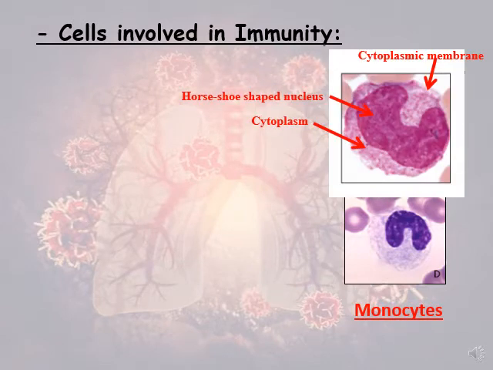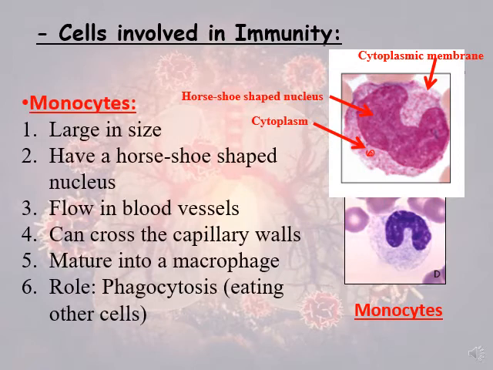Drawing the cell, we have the cytoplasm in the middle of the cell. We have the horseshoe shaped nucleus. What is the meaning of this? Meaning that the nucleus looks like a horseshoe. And here the membrane is called the cytoplasmic membrane. So you have to know from the figure that this cell is called the monocyte.